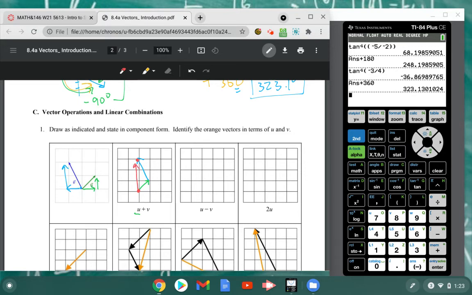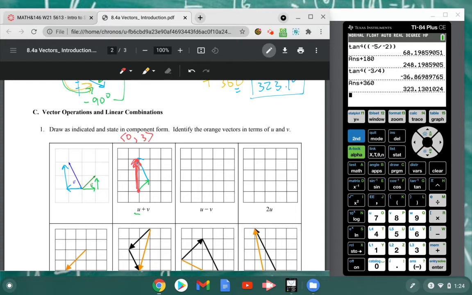I want to draw as indicated and state in component form. So this vector in component form, which I didn't do the best job drawing, I'll make it really thick there. I don't have any movement left or right in the x direction, so it's going to be 0 in the x direction, but I do move up 1, 2, 3 in the y direction, so 0, 3.